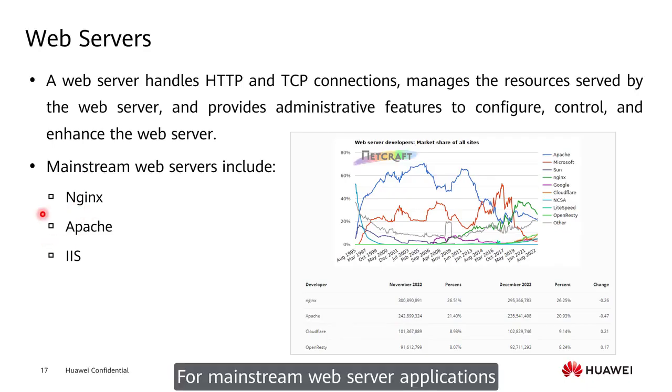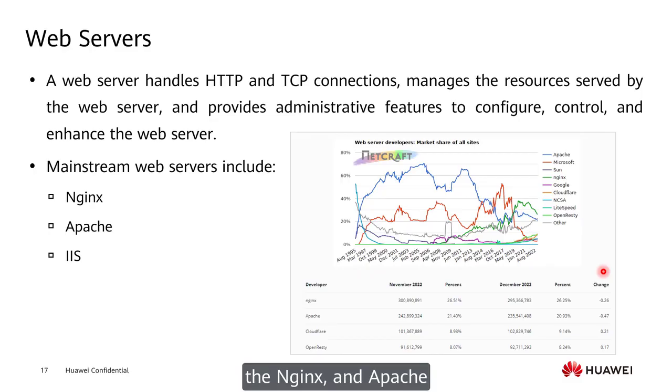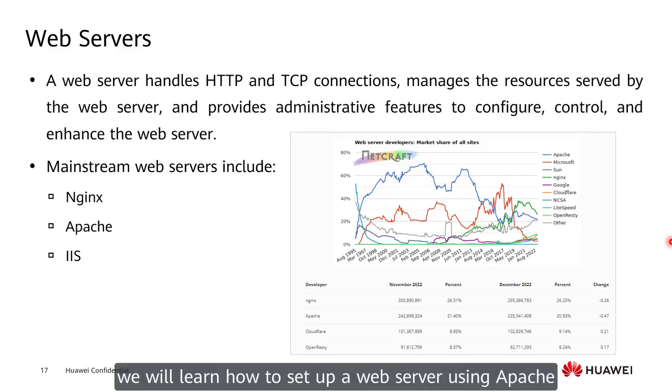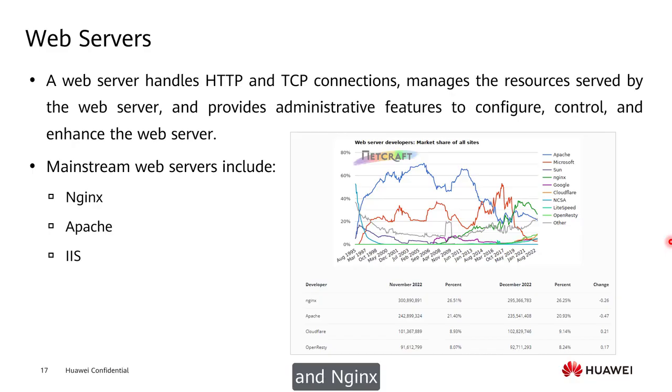Mainstream web server applications include Nginx, Apache, and IIS. Among them, IIS runs on the Windows operating system. For the Linux operating system, in terms of popularity, from this picture we can see that Nginx and Apache occupy the top two web server applications, and Nginx has a clear advantage. In this chapter, we will learn how to set up a web server using Apache and Nginx.